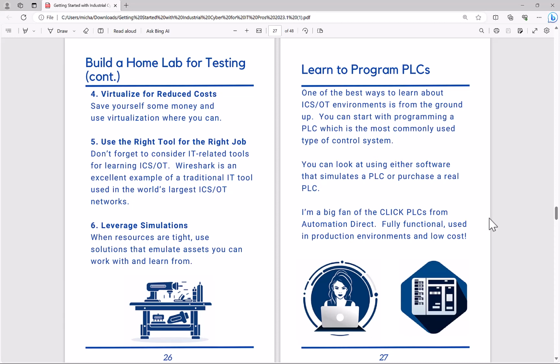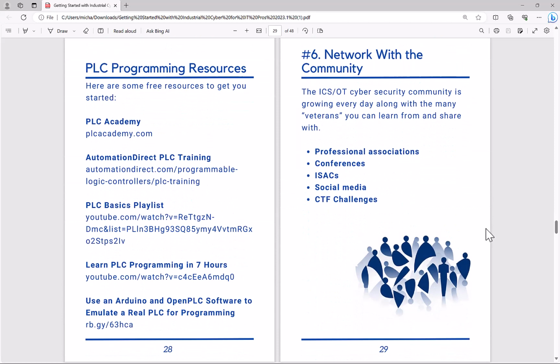Again, whether you use software simulation to do it for free, or buy a Click PLC from Automation Direct, get those going. Here are some resources to help you get started on PLC programming as well. And if you want, I found this link at the very bottom. You can see how to turn an Arduino, a super small, cheap asset, running OpenPLC, which is a software-based PLC, into an emulation of a real one. So it could help reduce the cost. There's just a lot of time and frustration in setting that up, at least for me.